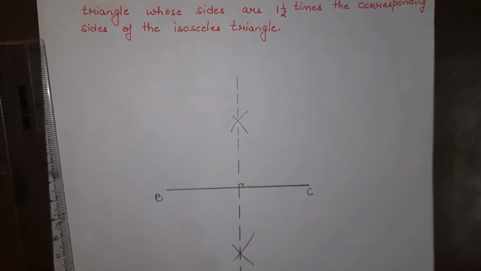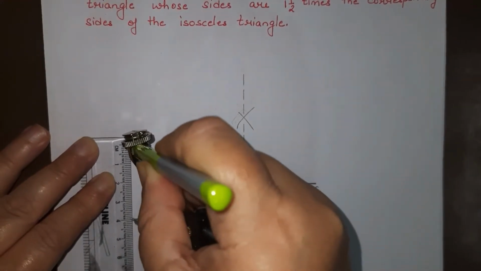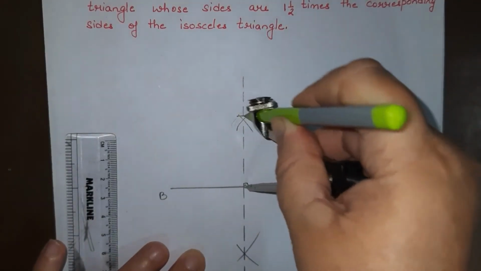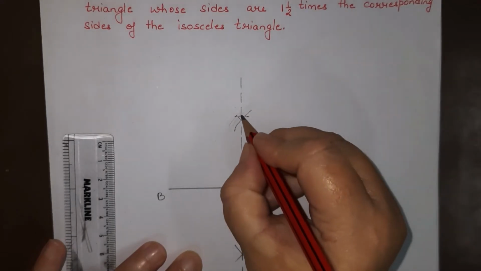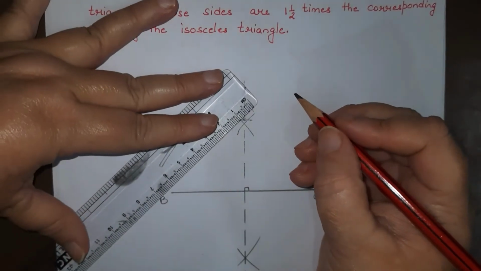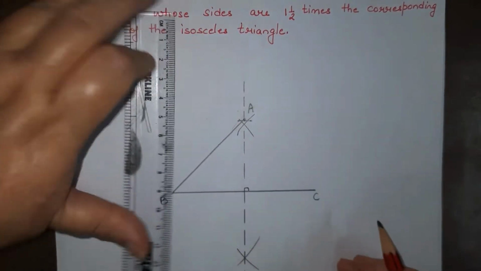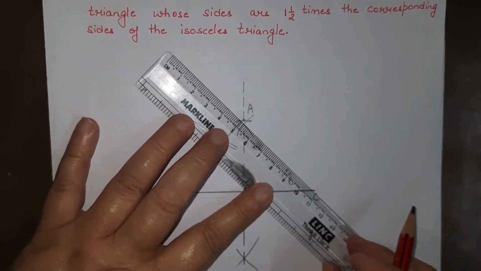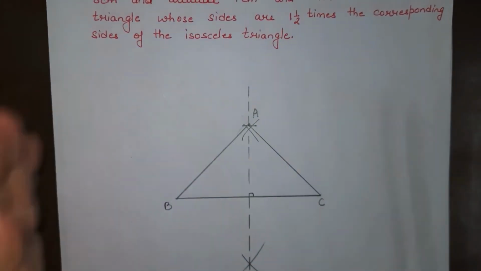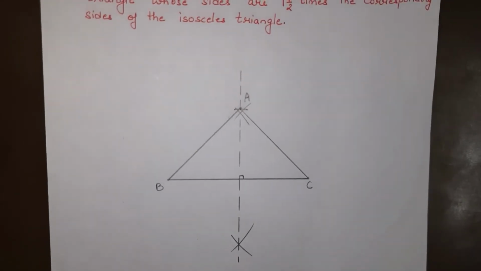Now we will take 4 cm since altitude is given to be 4 cm. So we will take it equal to 4 cm, keep it here. So let this point be the vertex A. So we will join AB and AC. So now our triangle ABC is ready.